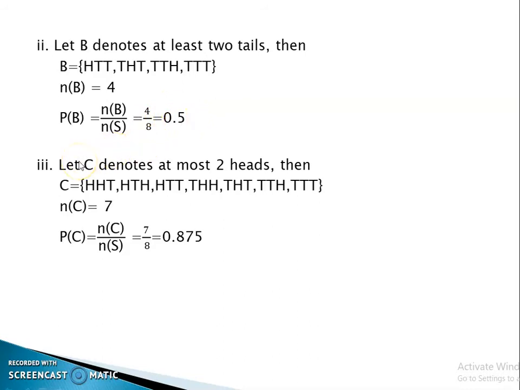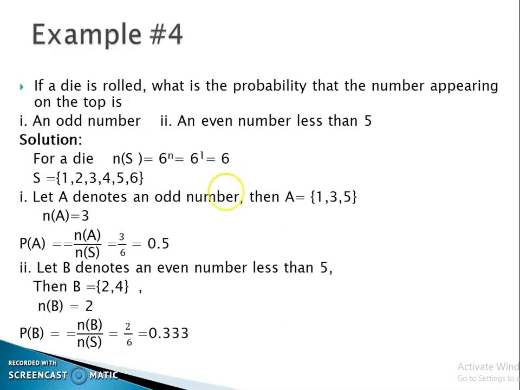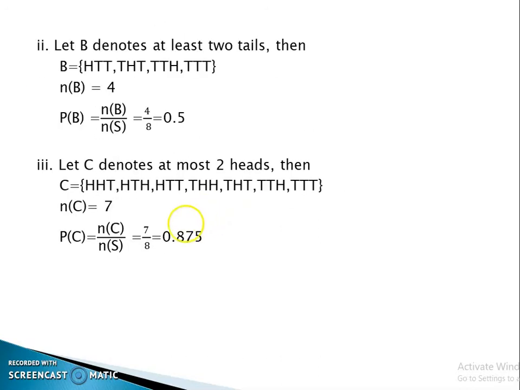In the third part, let C denote at most 2 heads. At most 2 heads means 0 heads, 1 head or maximum 2 heads, and not 3 heads. So C will consist of HHT, HTH, HTT, THH, THT, TTH and TTT. Number of favorable outcomes in the set C is 7 and number of possible outcomes in the sample space is 8. So dividing 7 by 8 we get 0.875, which is the probability of the event C.